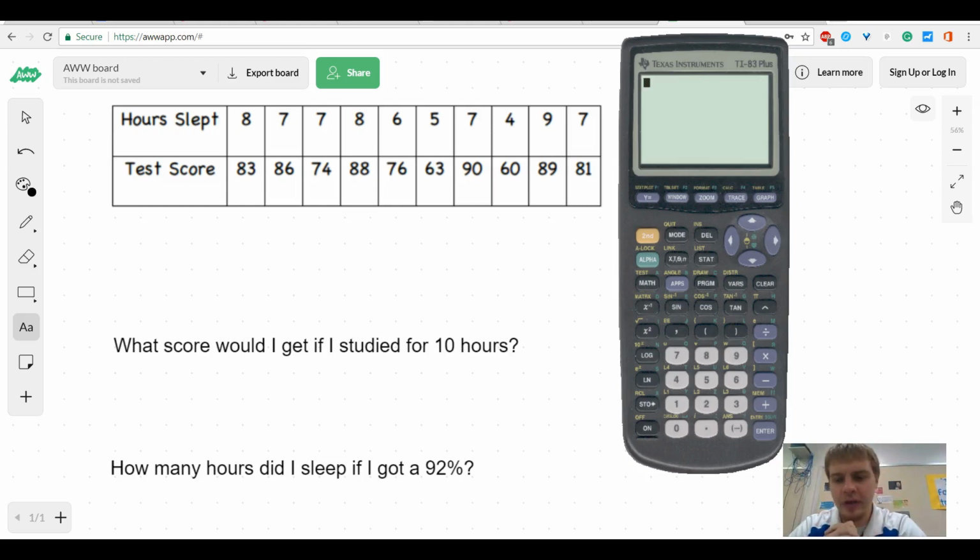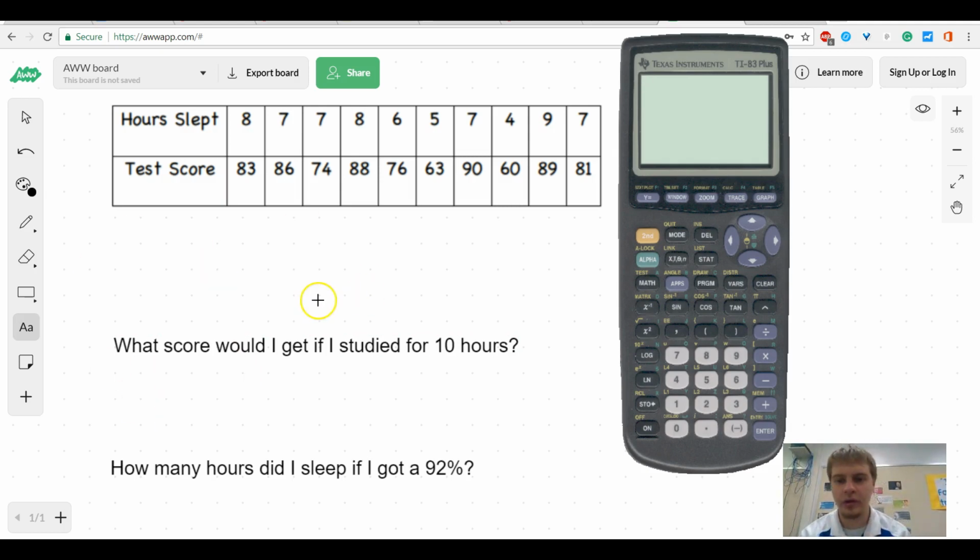Okay, so today we are going to learn how to graph scatter plots using our graphing calculator. Because sometimes it's hard to graph all the points and find a line equation, especially when you have a lot of points. The graphing calculator does it a lot quicker and a lot easier.